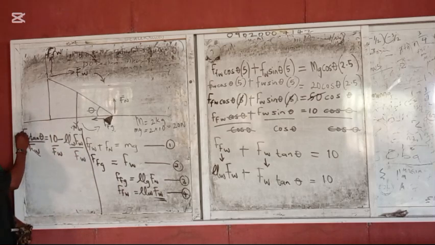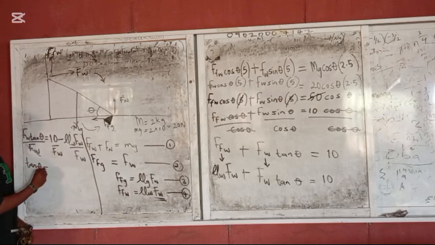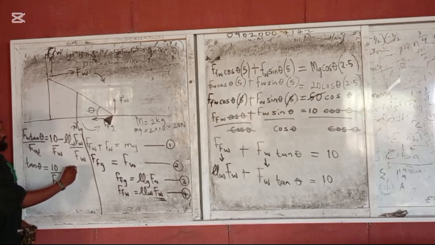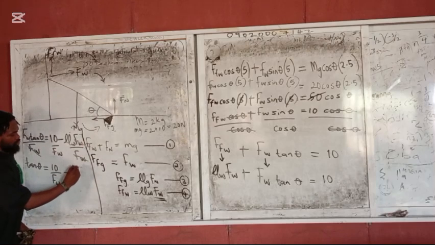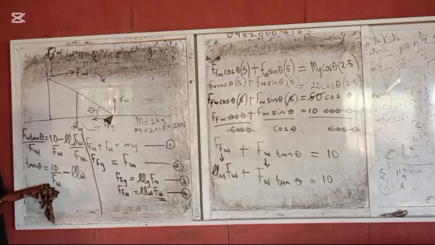Okay, so this will take care of this. So that I now have tan theta is equal to 10 over FW minus coefficient of F. Okay, sorry, this will take care of this, minus coefficient of the wall. And remember, we don't know FW.